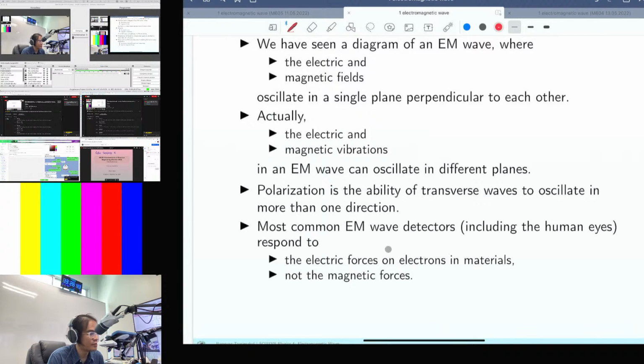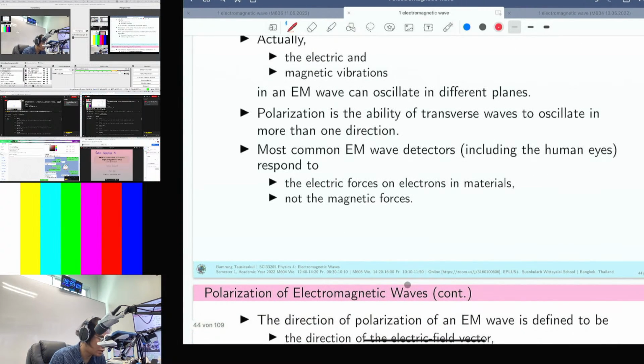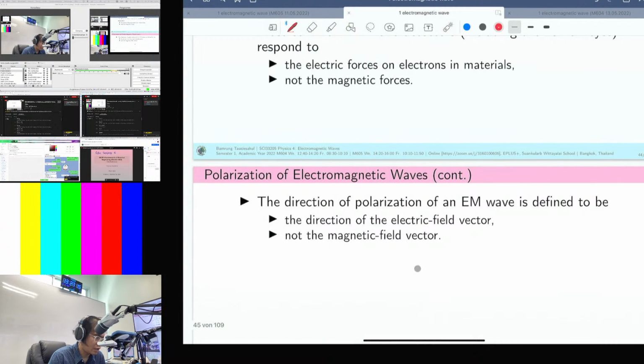electromagnetic wave detectors could respond to electric forces on electrons in materials, not the magnetic forces. So also the human eyes. Okay, we will depend mainly on the electric field. So we will not depend on magnetic field because many detectors are more sensitive to the electric field. And the direction of the polarization of an electromagnetic wave can be defined to be the direction of the electric field vector, not the magnetic field vector.